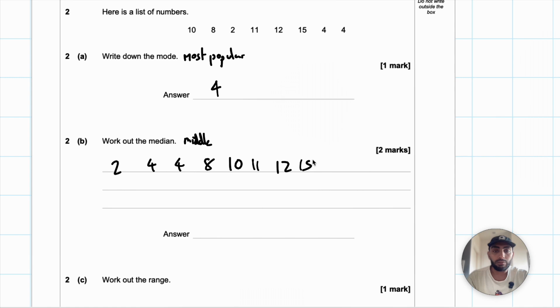I'm going to squeeze in from both sides. I'll cross one out from the left, one from the right, one from the left, one from the right, one from the left, one from the right, and I'm left with these 2 numbers in the middle. So I'm looking for the middle of those 2 numbers, which is just 9.